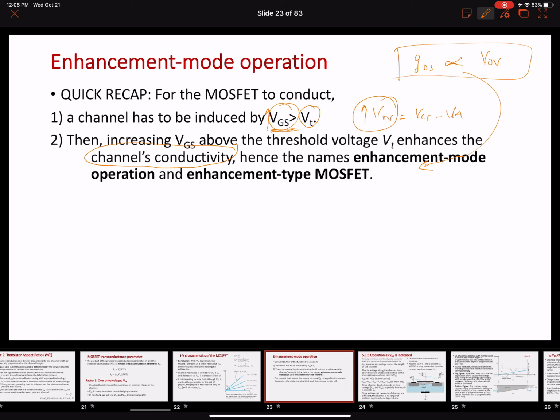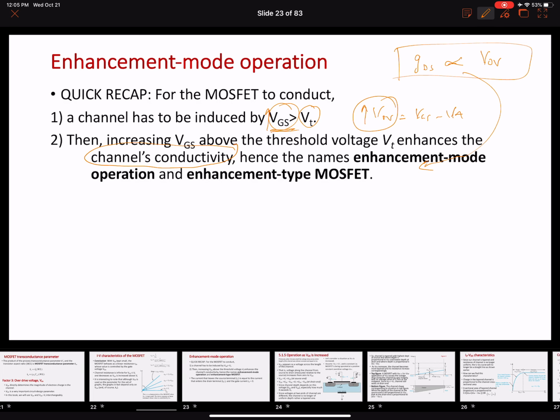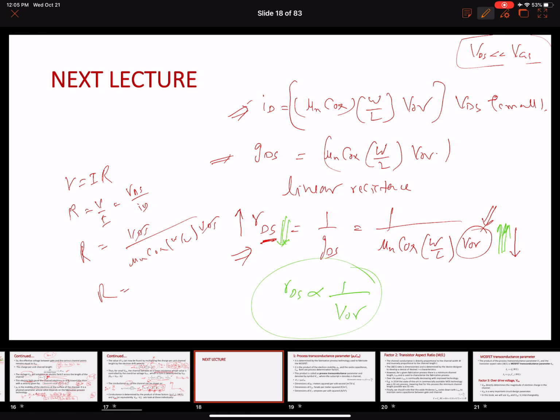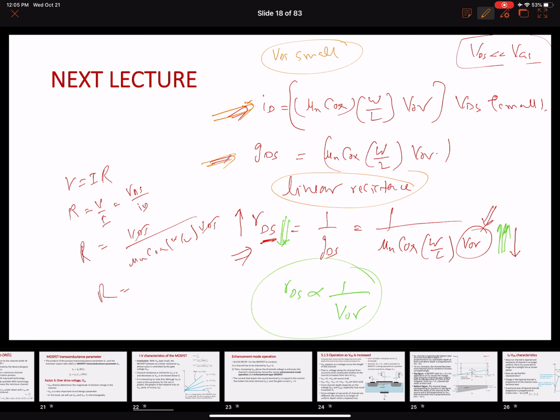Okay. So let's talk about our next topic. By now we have been discussing when VDS is kept small, right? We derived all of these equations for ID. We derived these three equations. This is all when the VDS is small. We have a linear resistance. This is the drain current. This is the conductance of the channel. Okay. So what will happen when we increase the VDS value comparable to the gate to source voltage?